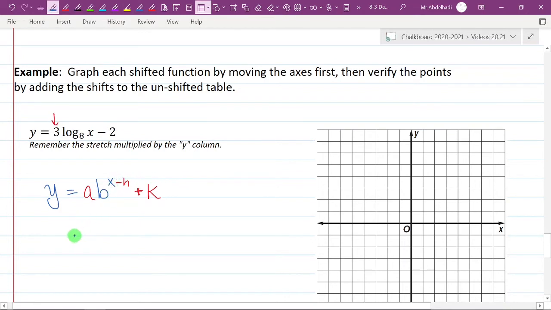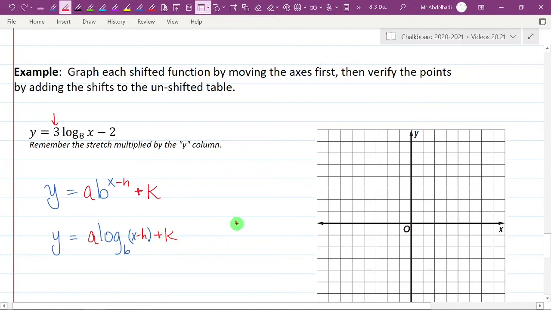Logarithms, so y equals log base b of x. And once again, if you have a stretch, it's over here as an a, just like we had for the exponential. And if you have a vertical shift, it's over here as plus k. But if you have a horizontal shift, well, how do you know that this is not a horizontal shift? Parentheses. You're going to be putting this in parentheses with the x. And there you go. That's where the minus h goes.